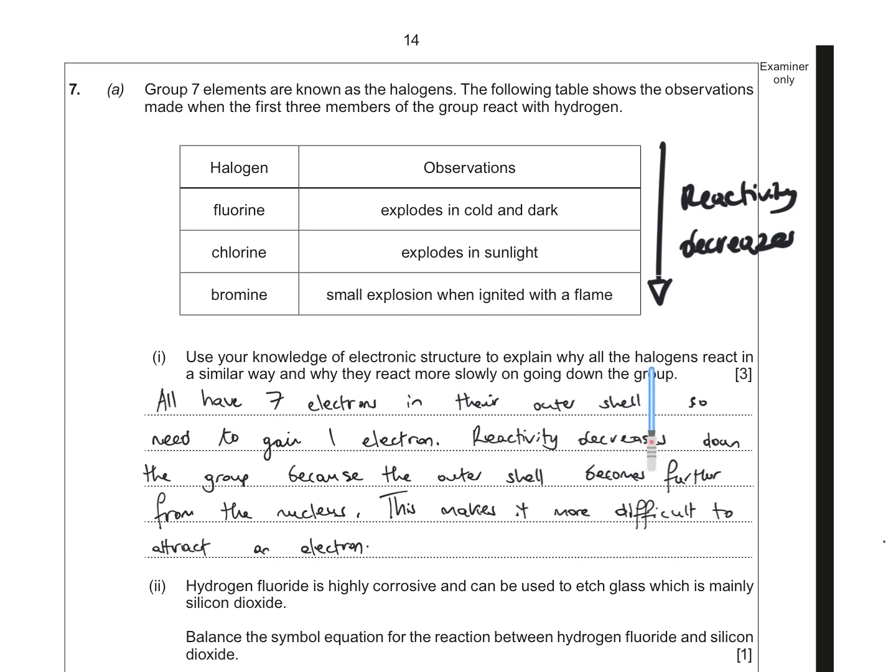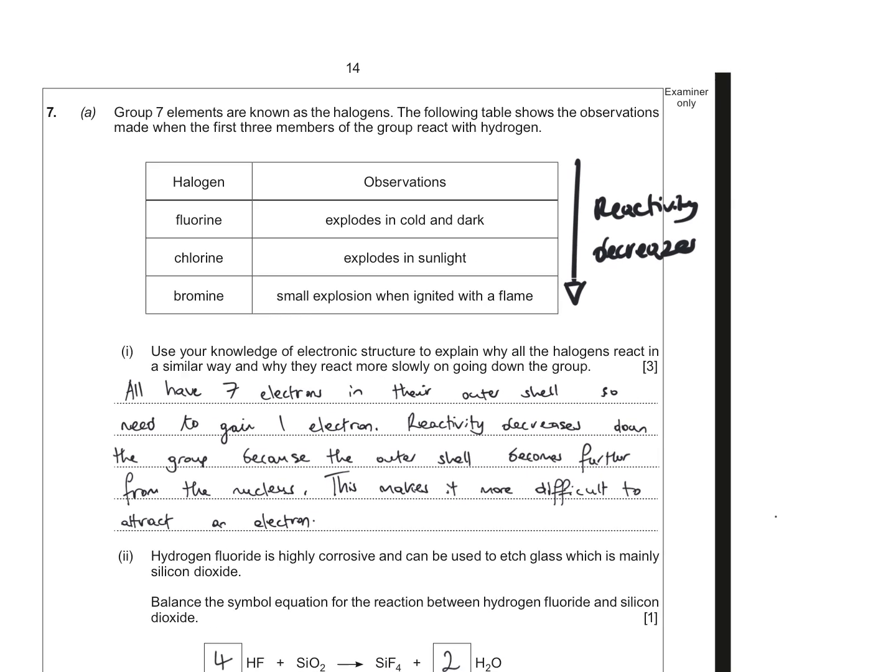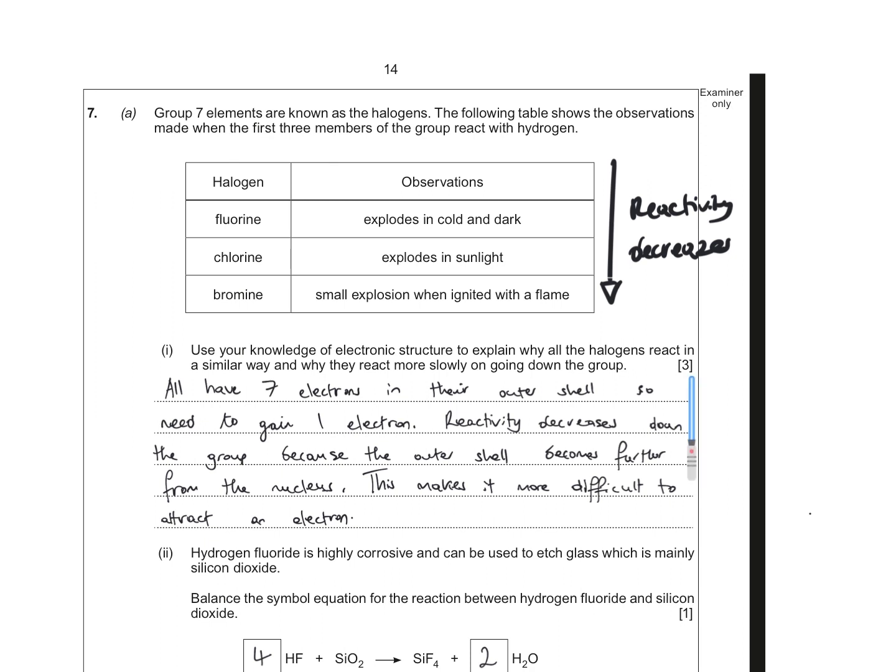Use your knowledge of the electronic structure to explain why all of the halogens react in a similar way and why they react more slowly on going down the group. Well, first thing we've got to remember, we've got 3 marks here. They all have 7 electrons in their outer shell, and I know that because they are in group 7. So they're going to gain 1 electron. The reactivity decreases down the group because the outer shell becomes further from the nucleus, making it more difficult to attract an electron.